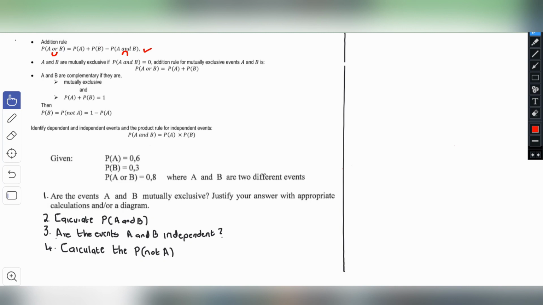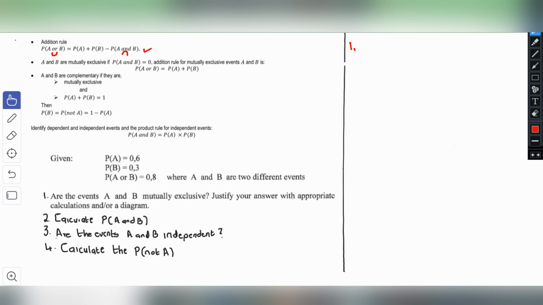So this is the formula that you need to be aware of and able to master and write. So after knowing this formula, now let's try to solve these questions. The first question says: given the probability of A is 0.6, the probability of B is 0.3, the probability of A or B is equal to 0.8, right? So the first question is, are the events A and B mutually exclusive?